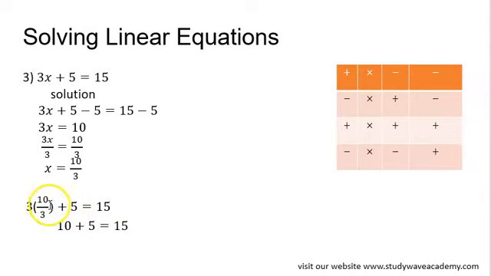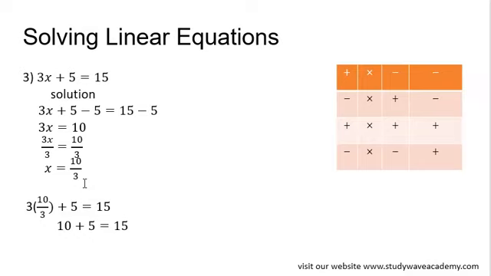Then what do we do next? We have only 10 here plus 5. So we write it out. 10 plus 5 will give us what? 15. So solving for our variable x, our answer was 10 over 3. That means our answer is correct, right? Good. I hope we understood.